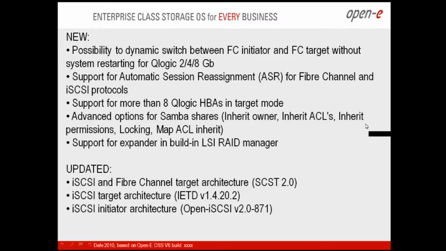So let's take a look at the Build 4786. We now have a new possibility to dynamically switch between fiber channel initiator and fiber channel target without system restarting for the QLogic 2 gig, 4 gig, and 8 gigabit. This has been long awaited, and this is due to the new SCST 2.0. But in the past, if you wanted to make the fiber channel initiator, which is the default mode, switch to target mode, you had to restart it. So now you don't have to do this.